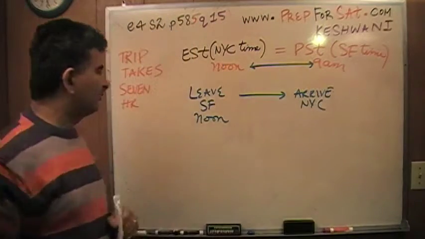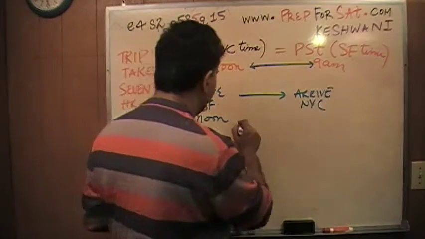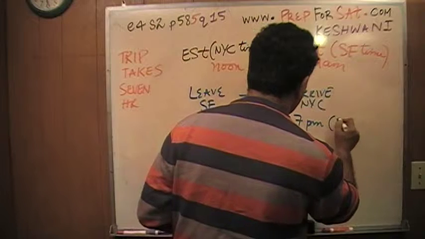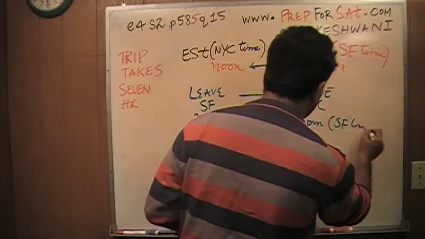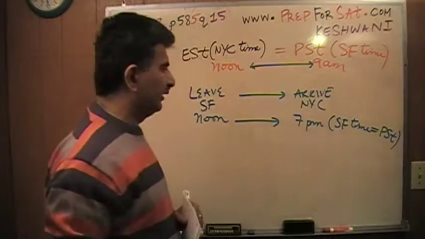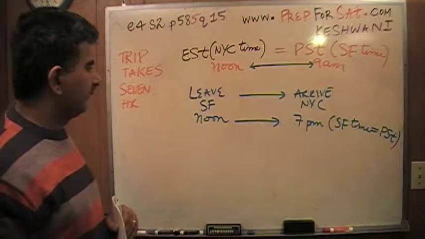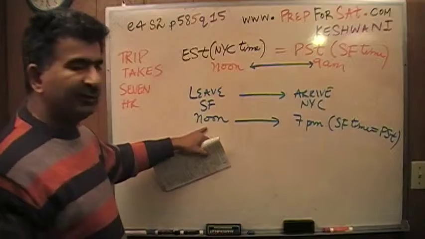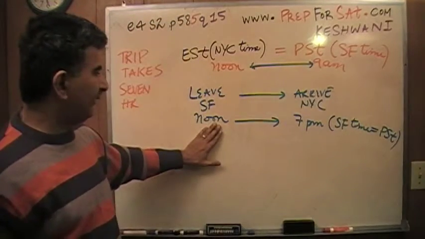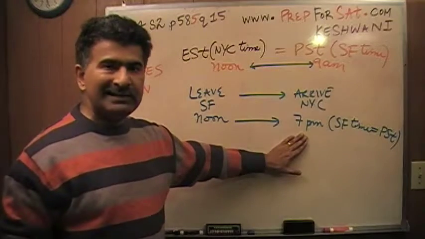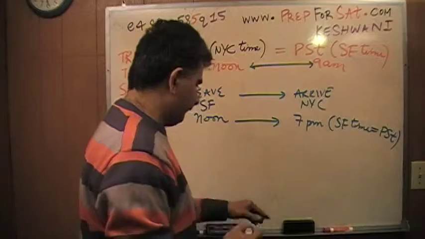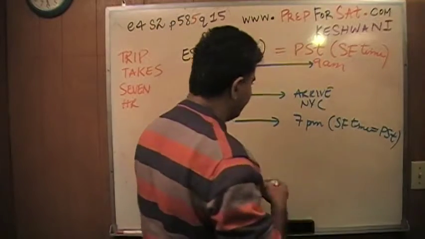If you're leaving San Francisco at noon, we should arrive at 7 p.m. San Francisco time, which is what they're calling the Pacific Standard Time. But because San Francisco is 3 hours behind us, this is the San Francisco time. It's going to take us 7 hours. We left at noon in San Francisco time. We should arrive at 7 o'clock San Francisco time, by which time in New York it is going to be 10 o'clock at night.